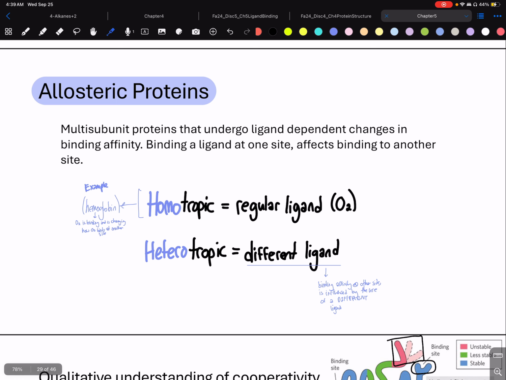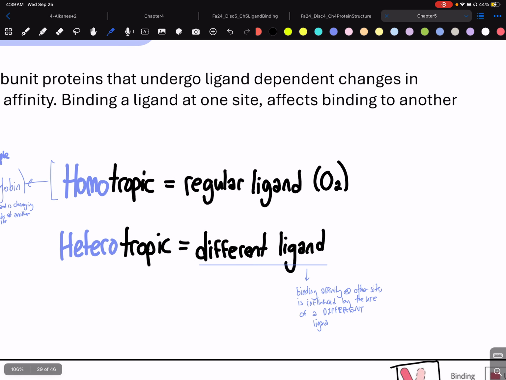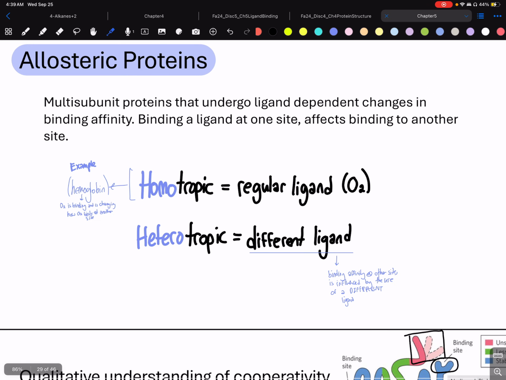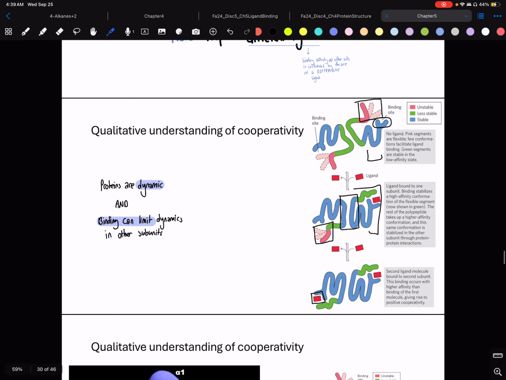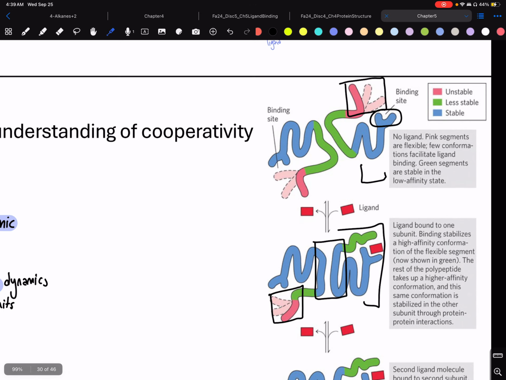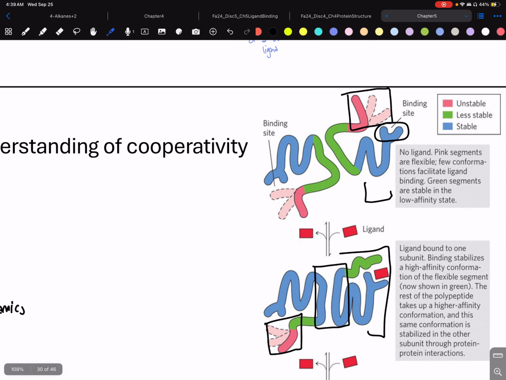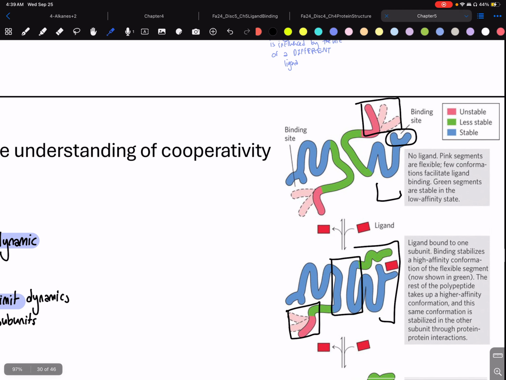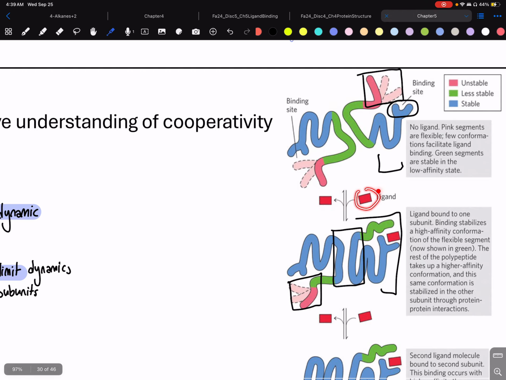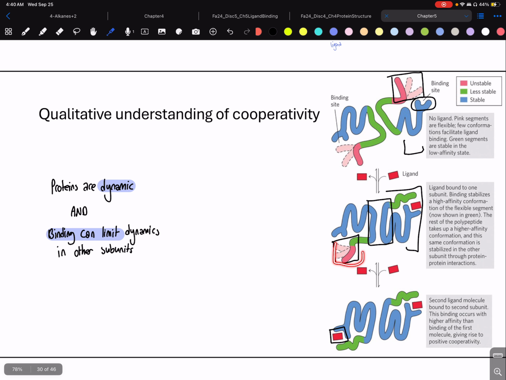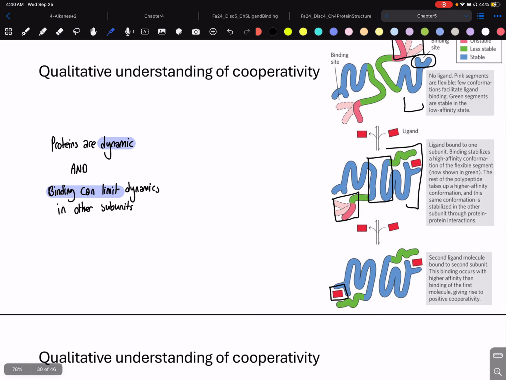Heterotropic is using a different ligand, and this is when binding affinity is altered due to just using a different ligand than O2. So it's not necessarily because O2 is binding, but it's a different ligand that's affecting the other sites. So proteins are dynamic and binding can limit dynamics in other subunits. So I think of like the ligand reducing flexibility at these binding sites. So as you can see, as the ligand gets to these binding sites, the proteins become less flexible and more rigid in structure.